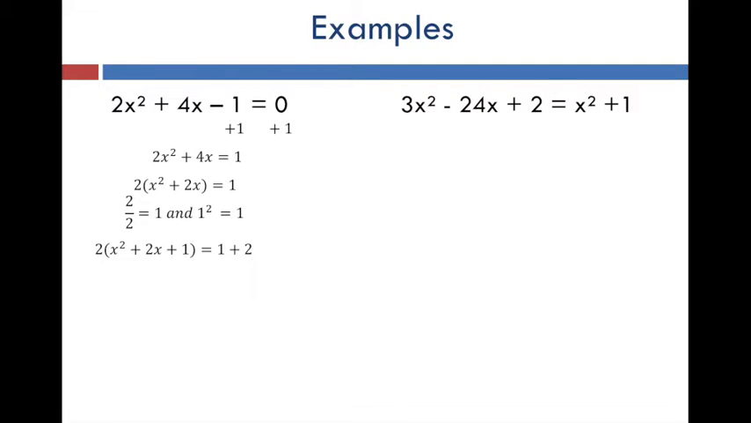Now I'm going to factor the left side. The square root of x squared is x, the square root of 1 is 1, and keep the sign of the middle. Now I'm going to divide by 2. Then solve by square root. Subtract 1 from both sides, and my answer is x equals negative 1 plus or minus the square root of 3 over 2.